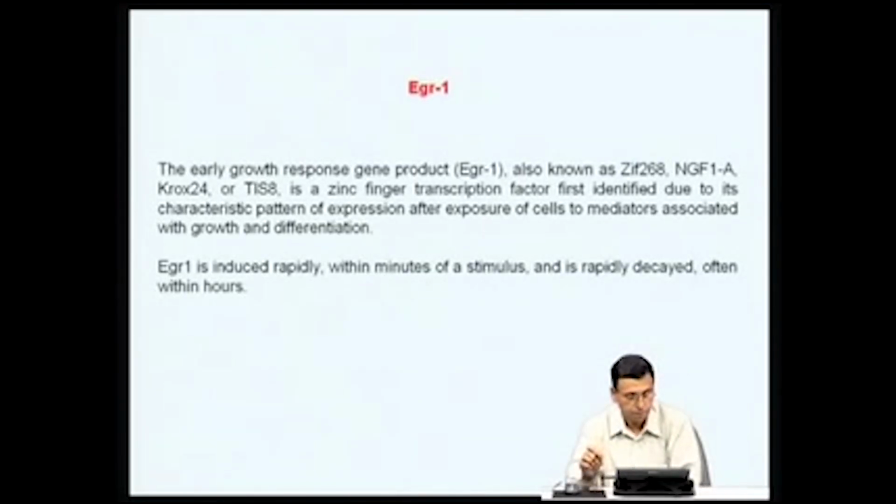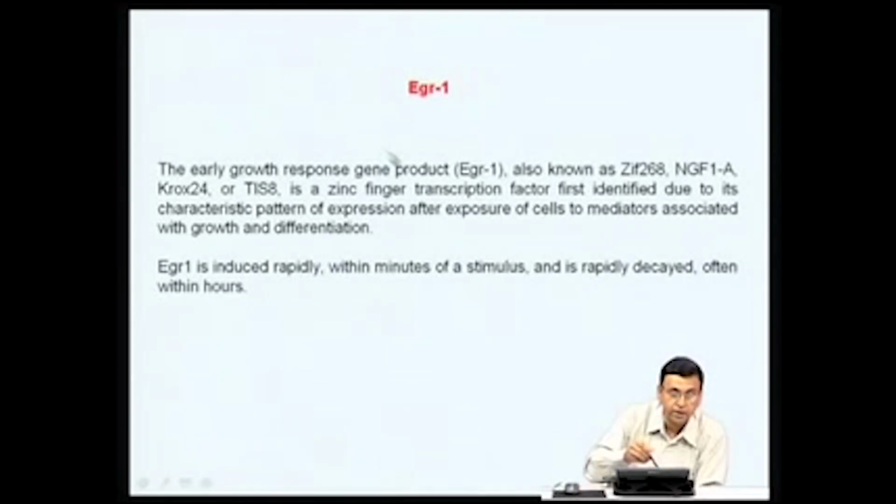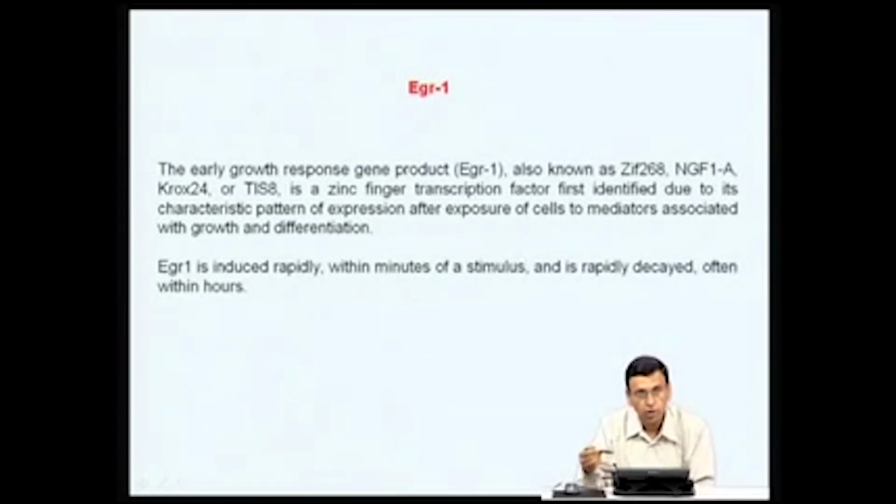G is missing. Now, the other very important immediate early response gene is a gene that codes for a transcription factor called EGR1. It is so named because it means early growth response gene product 1. It is also known as ZIF268, NGF1A, KROX24 or TIS8. It is basically a zinc finger transcription factor and has been shown to be immediately induced when cells are exposed to stimuli that promote growth and cell differentiation.